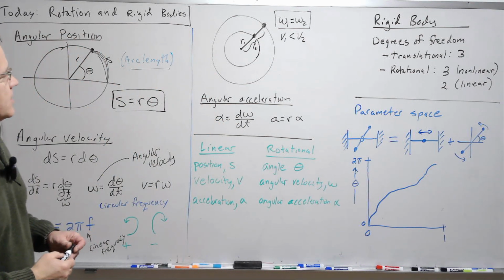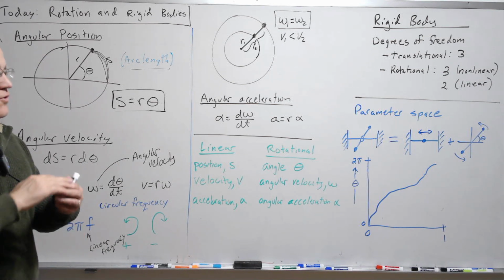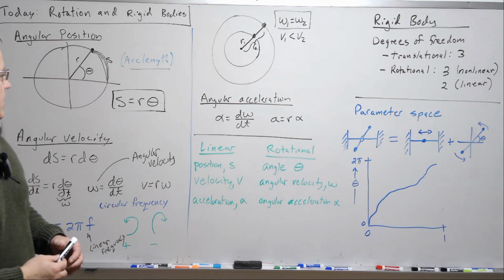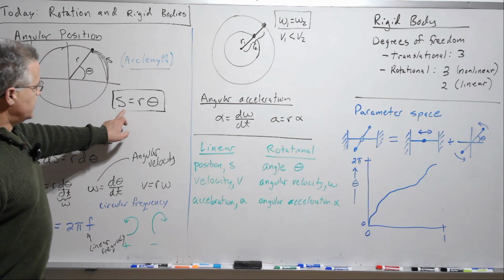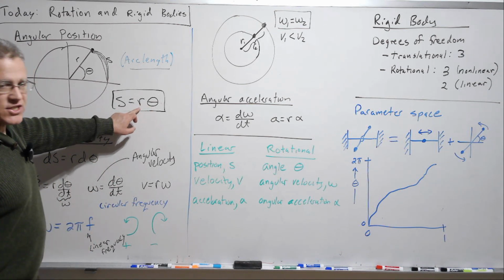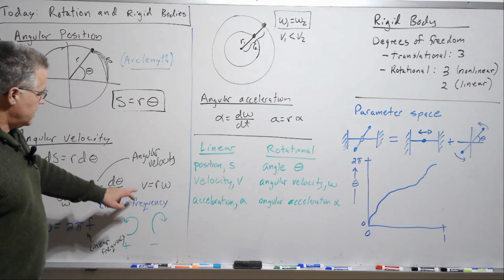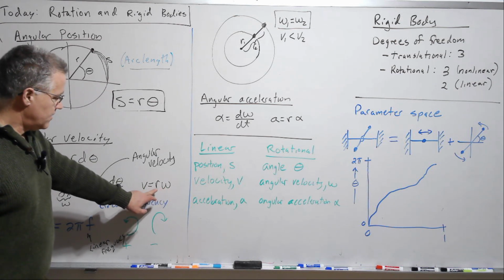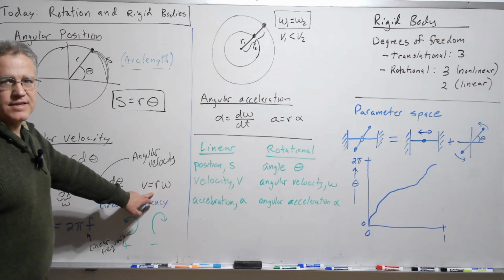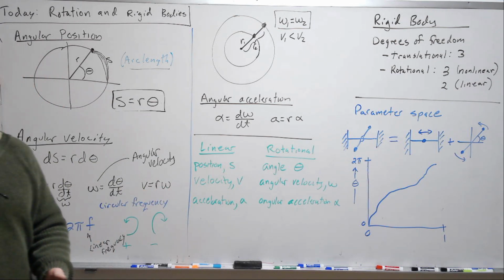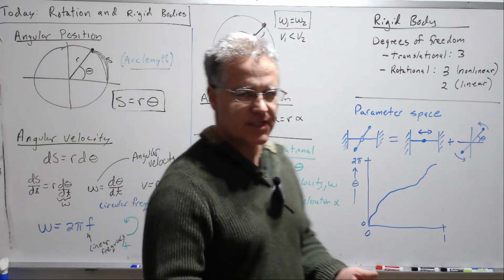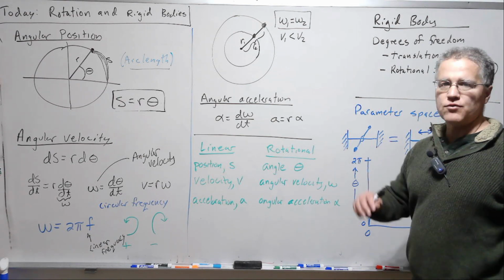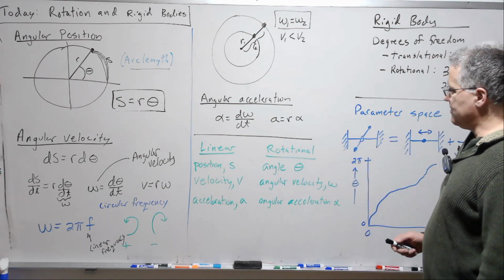And so what we see here is that the radius leverages these angular quantities. So we see the distance is the angle leveraged by, or multiplied by, r. The velocity is the angular velocity multiplied by r. And that's a common theme we'll see throughout, and we'll keep adding this connection as we learn more and more things associated with rotational motion.